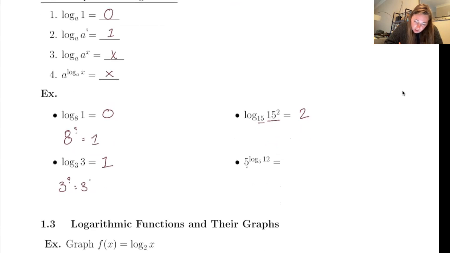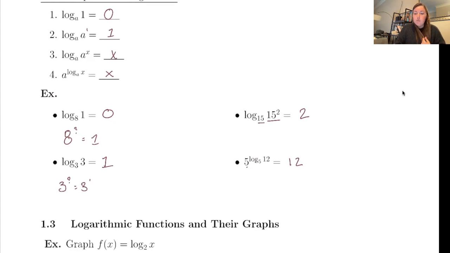And then for the last one, what exponent do I raise 5 to in order to get 12? Well, this one I would just really memorize if it's not as intuitive. That's kind of one of the only things that I suggest memorizing. Okay.